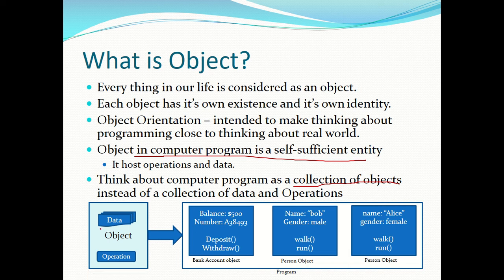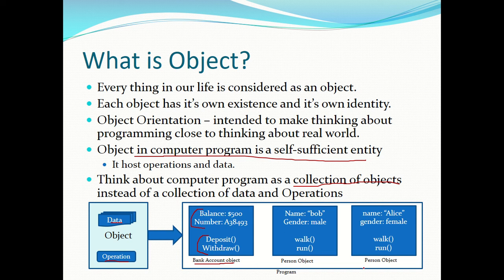So we have an object. This object will have data and will have operations. For example, we have an object called bank account. The data or the attributes are balance and number, which have a value, but we have some operations which define the behavior of an object, like deposit and withdraw.